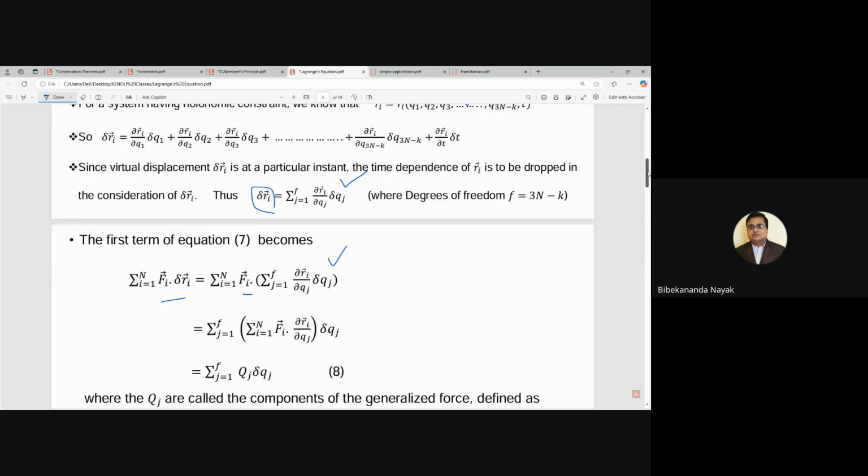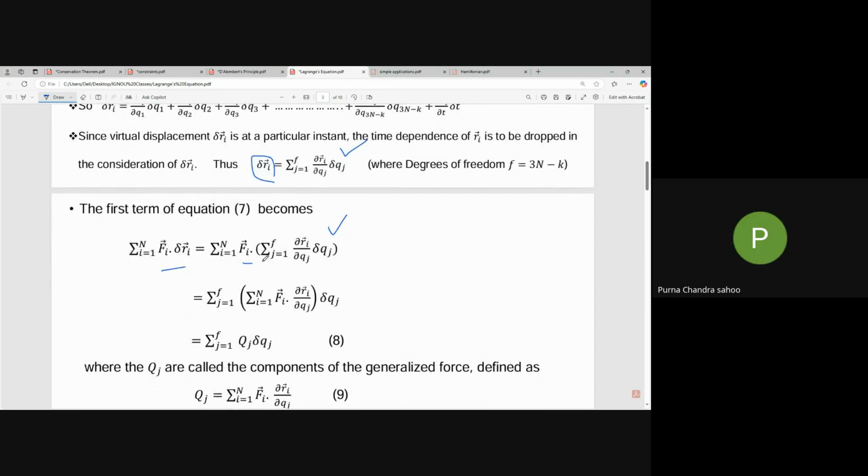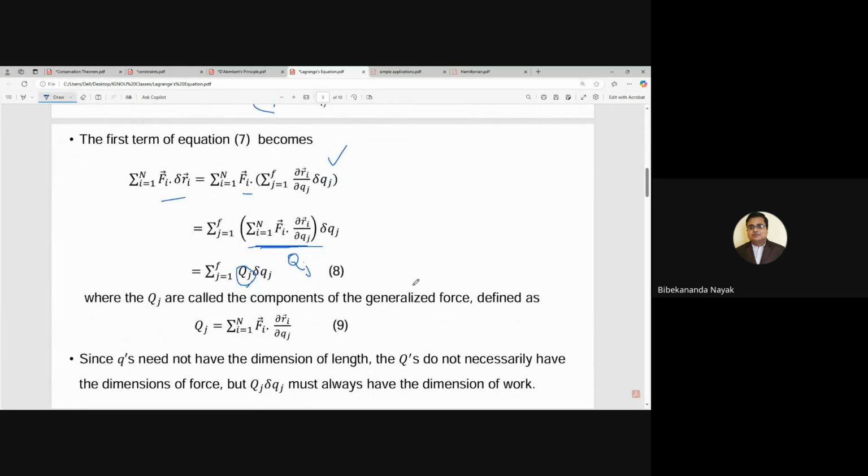Now I take all summation over i, which is sum over i of Fi dot del ri by del qj into delta qj. This term is nothing but the generalized force. Sum over i of Fi dot del ri by del qj is called the generalized force Qj. Qj is the component of generalized force, so generalized force Qj is equal to sum over i Fi dot del ri by del qj.